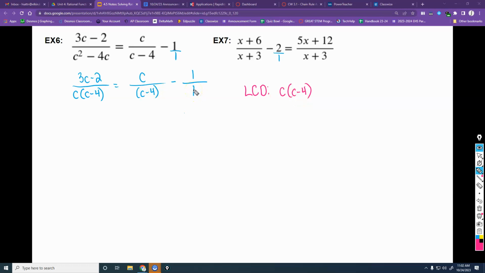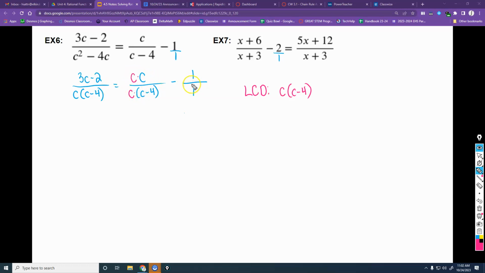So this one already has everything it needs. I got c times c minus 4. Right? That already matches my least common denominator. What is this fraction missing? A c. So I'm going to put a c on the bottom and a c on the top.